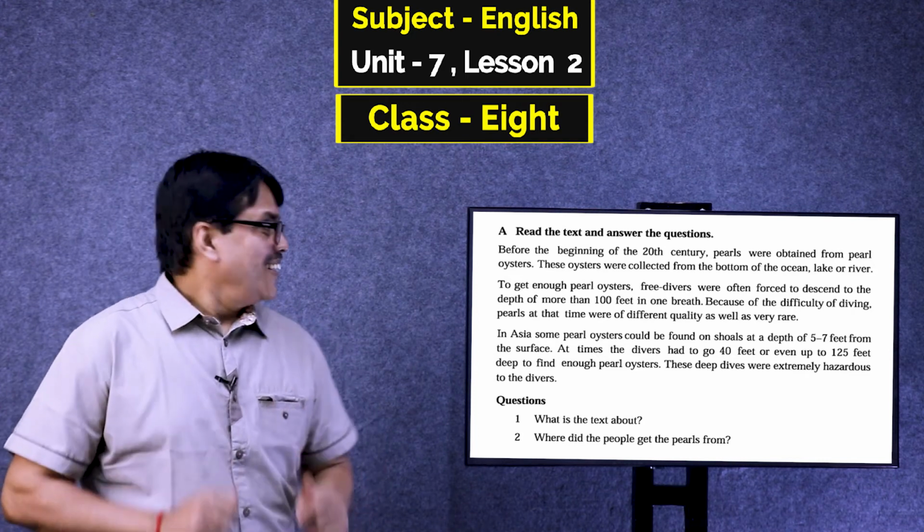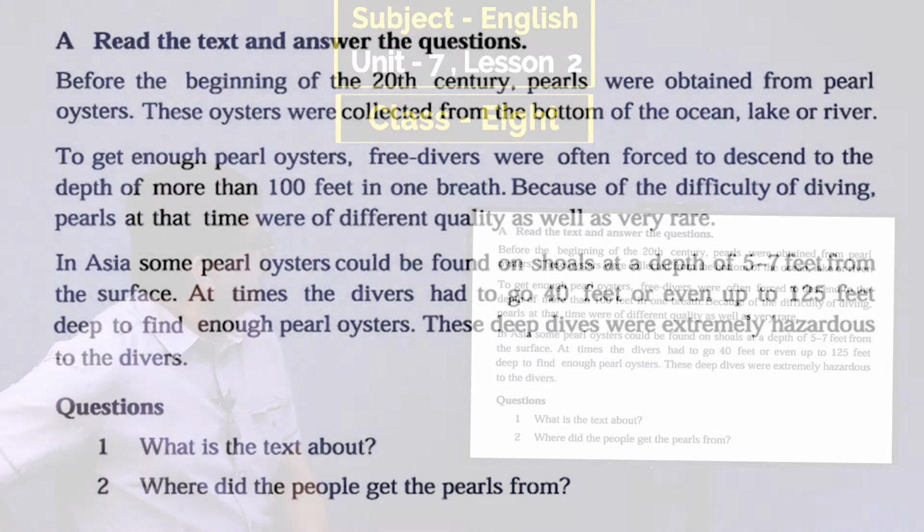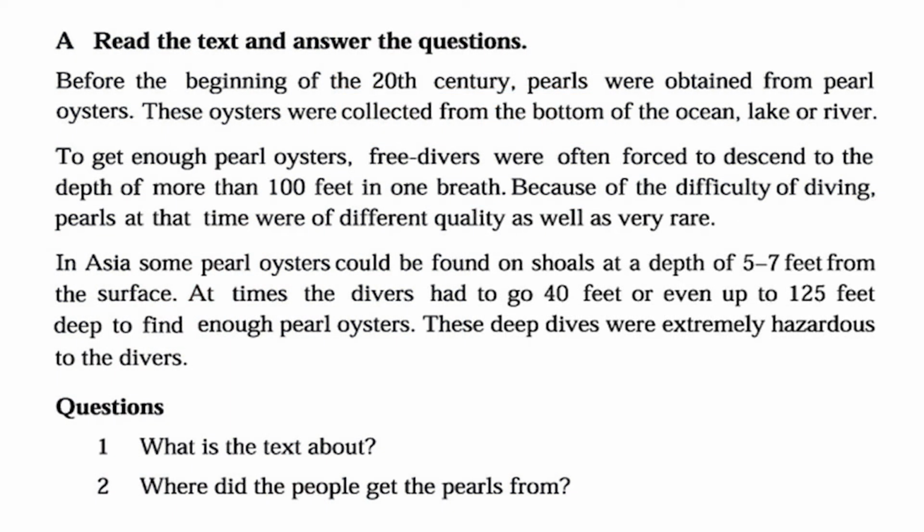Start, my students. Before the beginning of the 20th century, pearls were obtained from oysters. What is the meaning of oysters? ঝিনুক। আমরা সবাই ঝিনুককে চিনি। ঝিনুকের মধ্যে মুক্তা পাওয়া যায়। So, these oysters were collected from the bottom of the ocean, lake or river. Understand, my students? Okay.